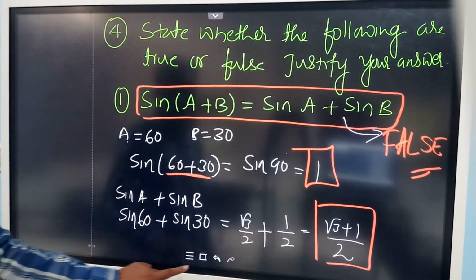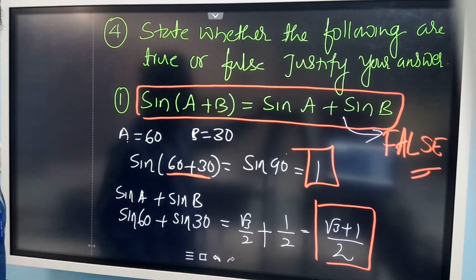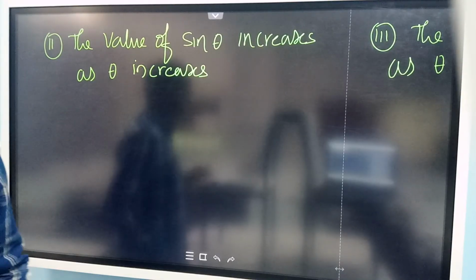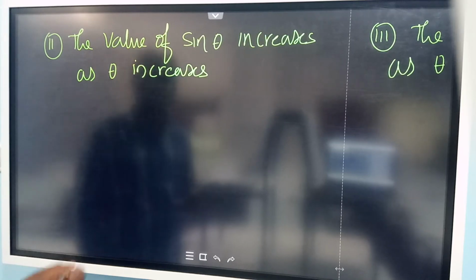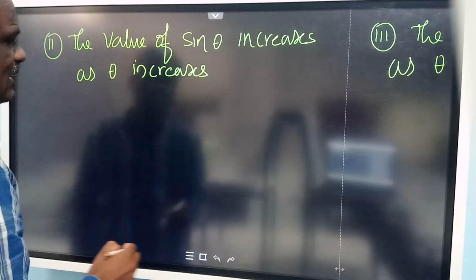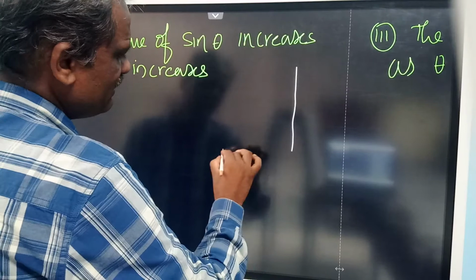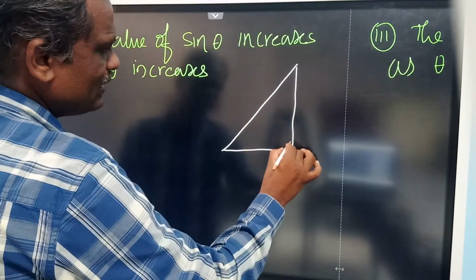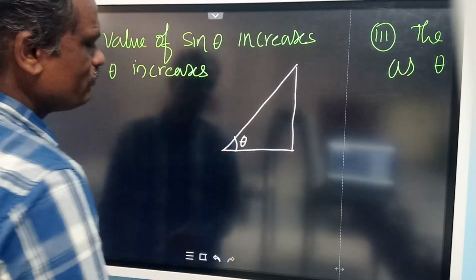So now let us go to another one. Whether this statement is true or not, you have to tell me now. The value of sin theta increases as theta increases. Suppose I take a right angle triangle with a 90 degree angle, and assume that this angle is theta.